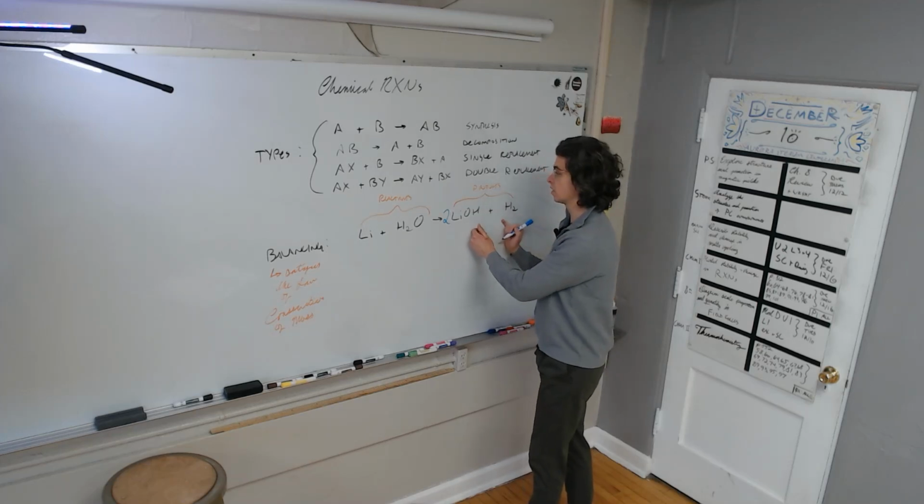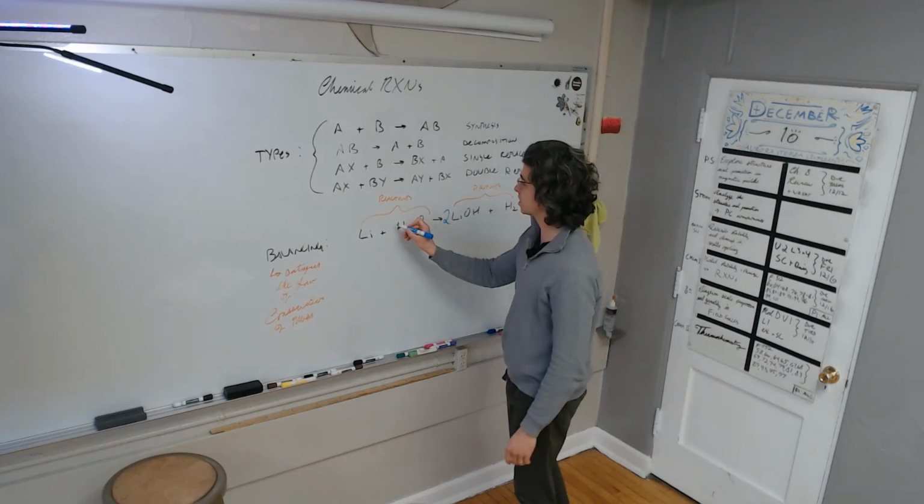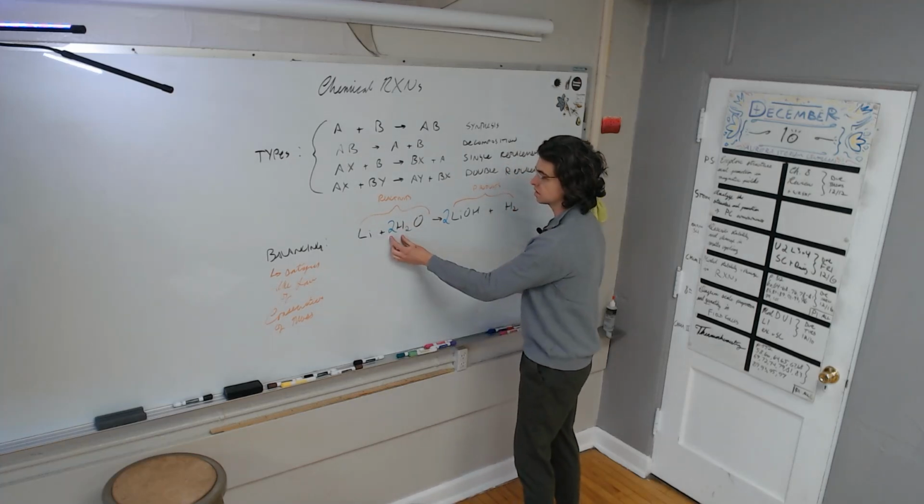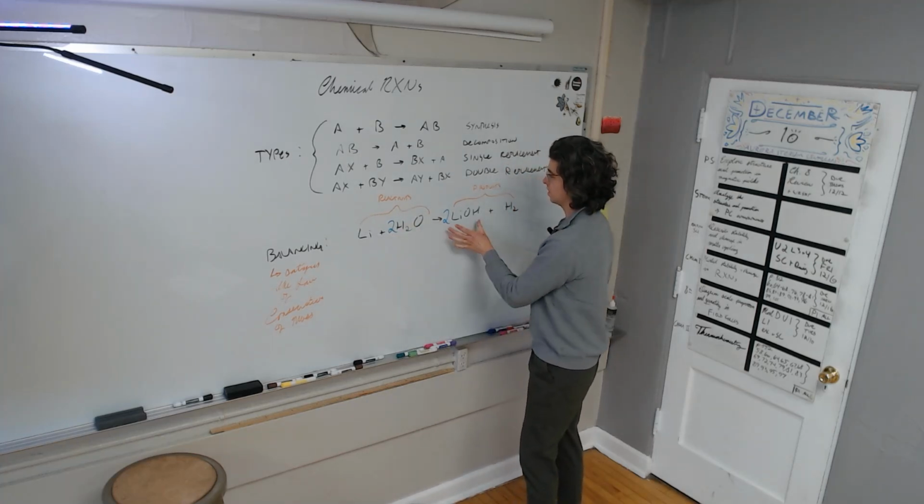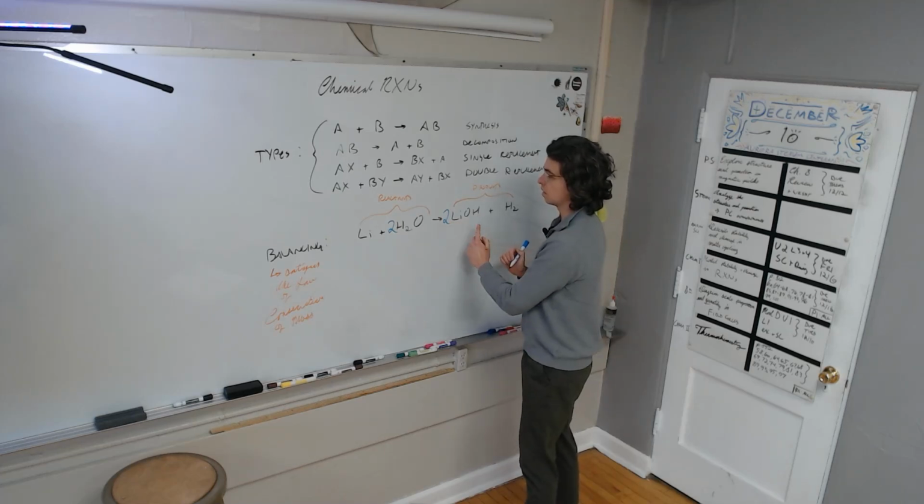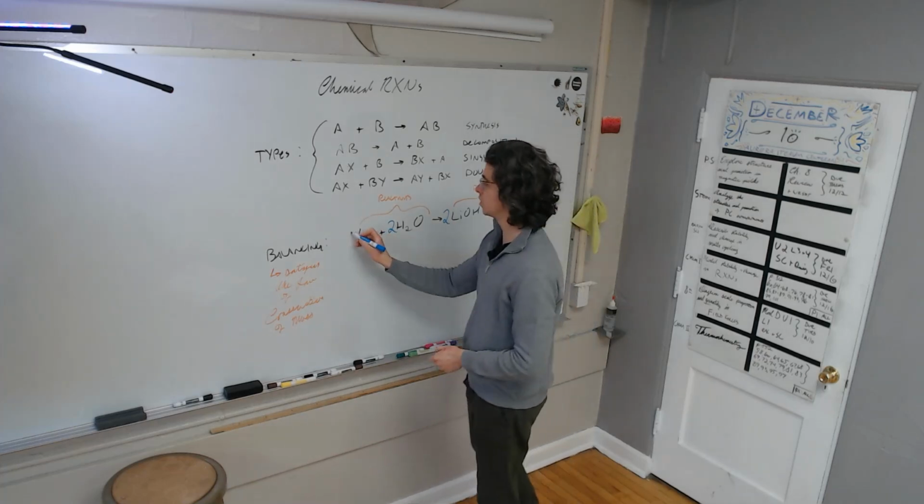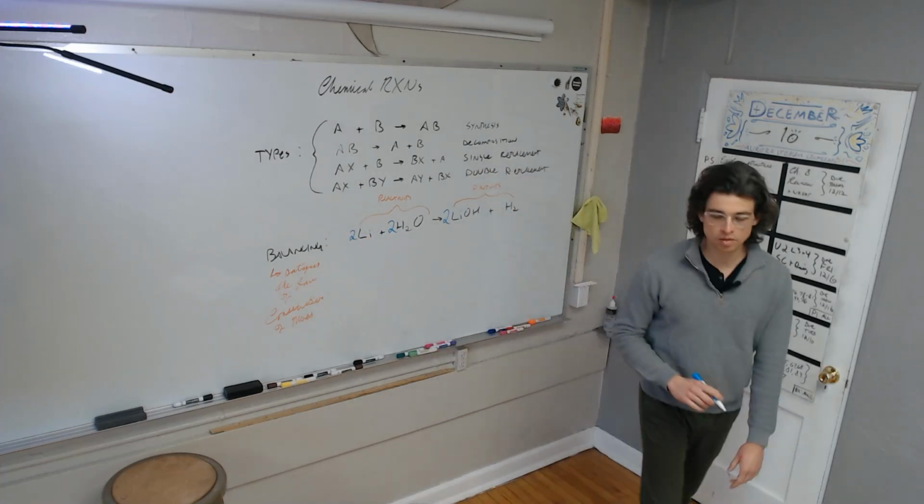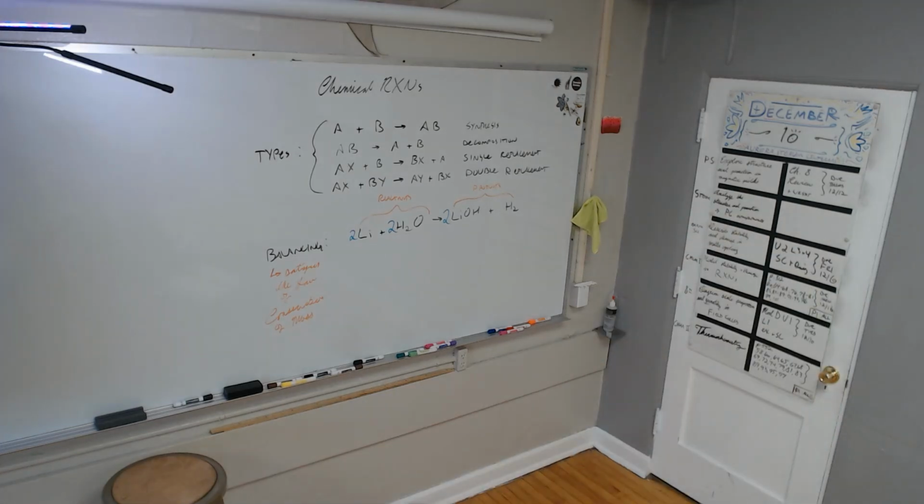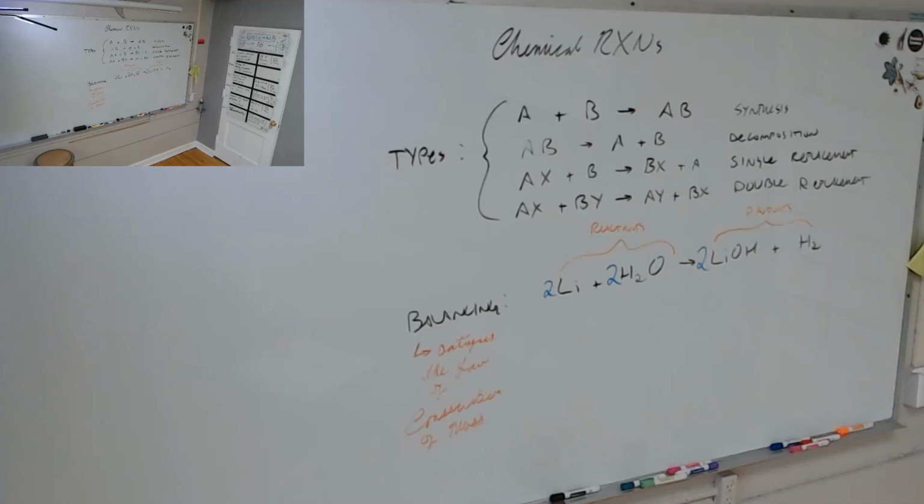Altogether on the product side, I have 4 hydrogens, so I'm going to double that. And now I have 4 hydrogens, 2 oxygens on this side. And on this side I have 2 plus 2 is 4 hydrogens, 2 oxygens. But now I have 2 lithiums, so I just need to put a 2 here. And now it's balanced. So by multiplying those things by 2, I have balanced it. I have made there be the same number of atoms on both sides.